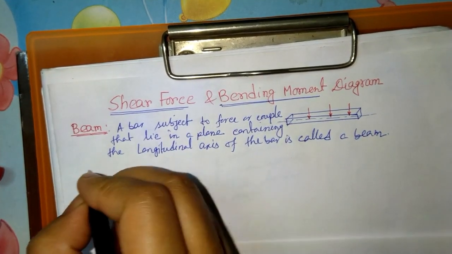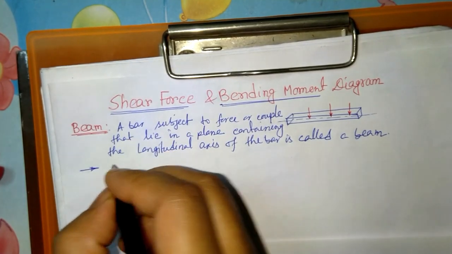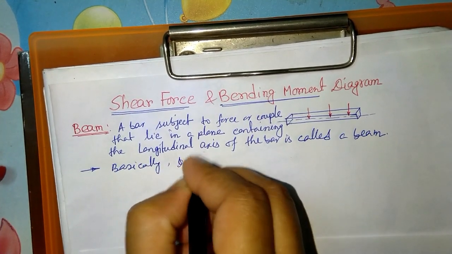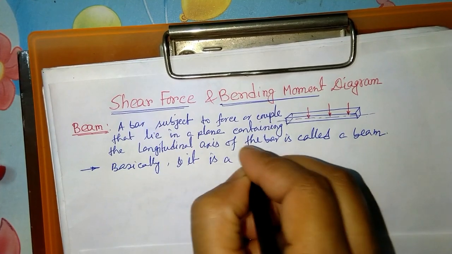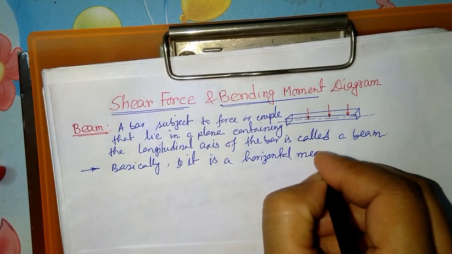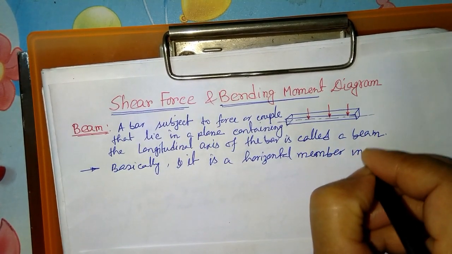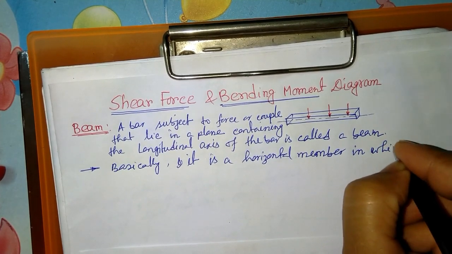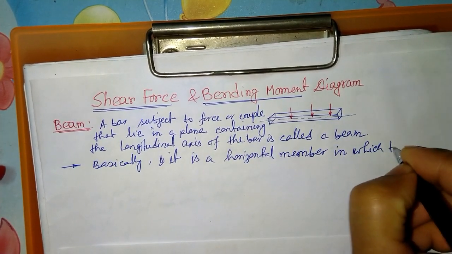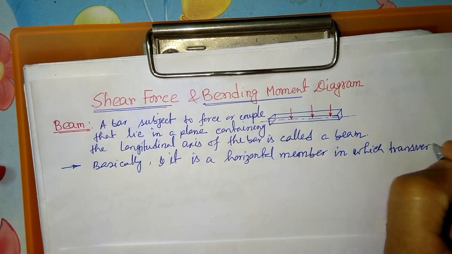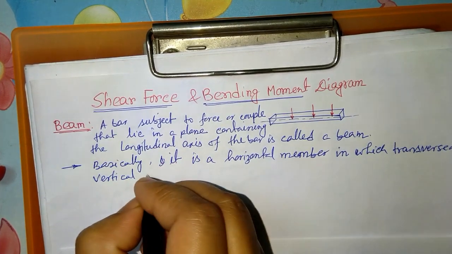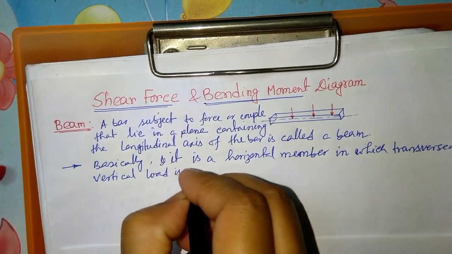Okay, so basically what I told is that it is a horizontal member in which a transverse or vertical load is acting.